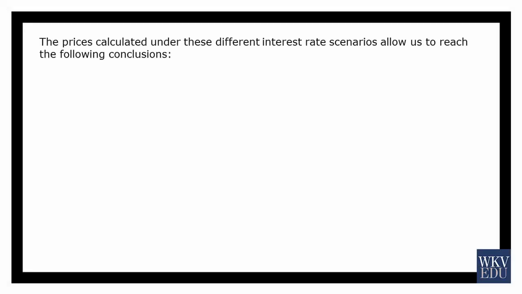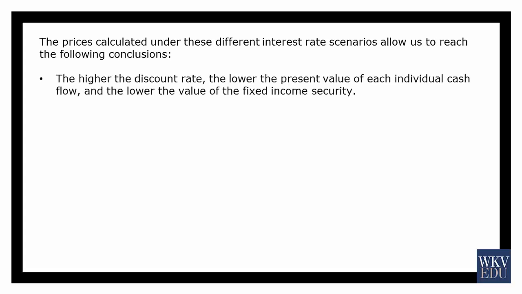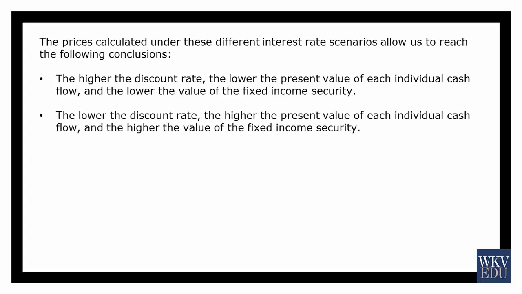The prices calculated under the following different scenarios allow us to reach a couple of important conclusions. Firstly, the higher the discount rate, the lower is the present value and the lower is the value of the fixed income security. This is the basics of discounting and compounding, and I am sure this must be known to you since primary school levels. Even at school levels, when we discounted something, it meant we pulled the cash flow or the amount or the number backwards, and when we compounded it, we sent it forward.